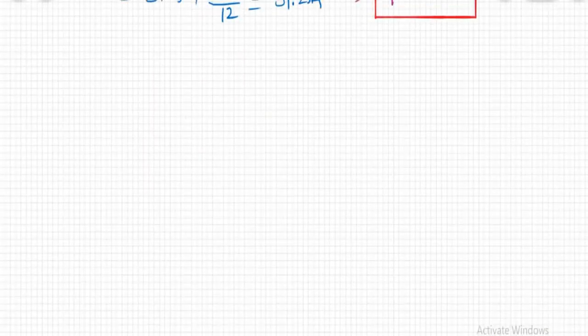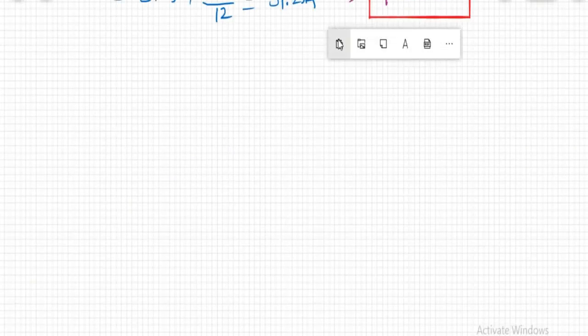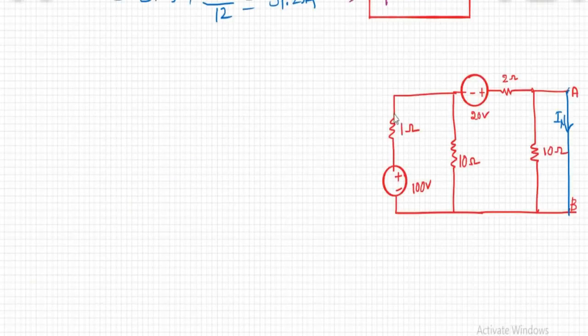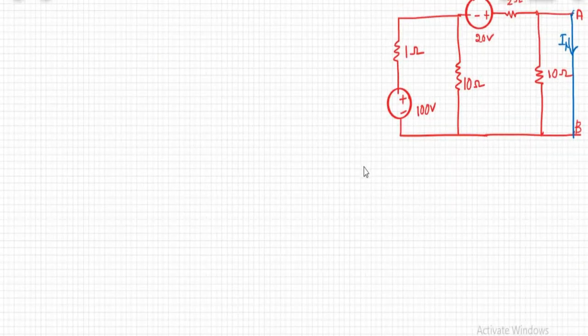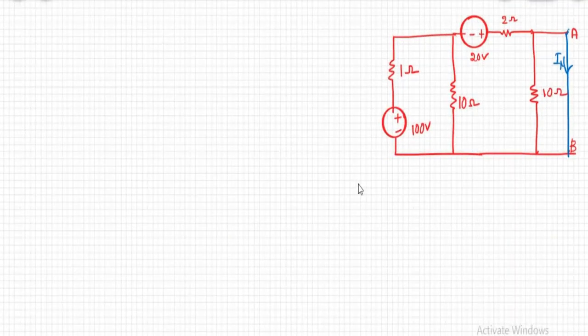Let us take the circuit again. Here is the circuit. We are going to find the effect due to our 20 volt source now.